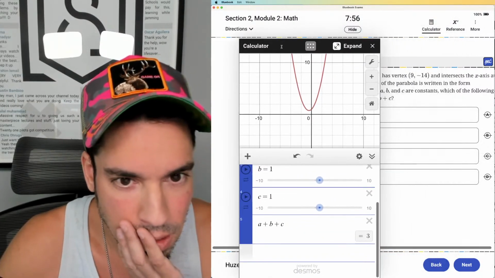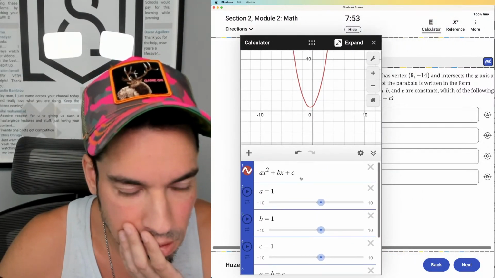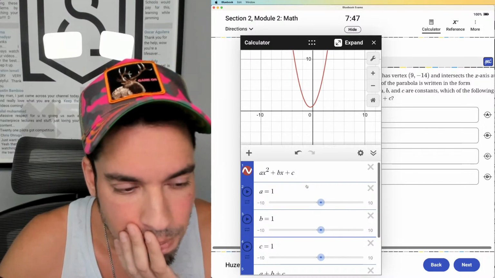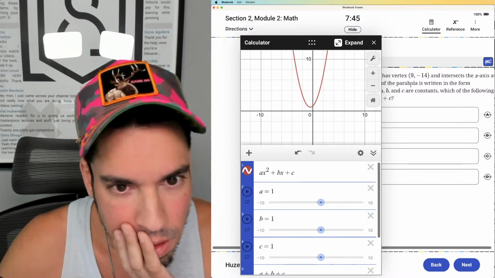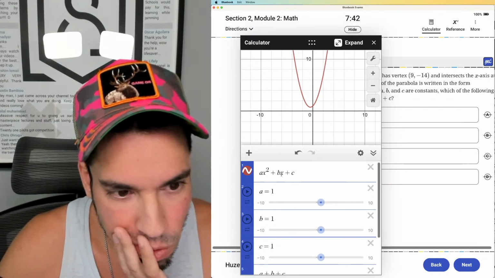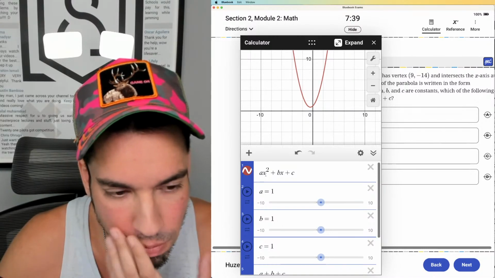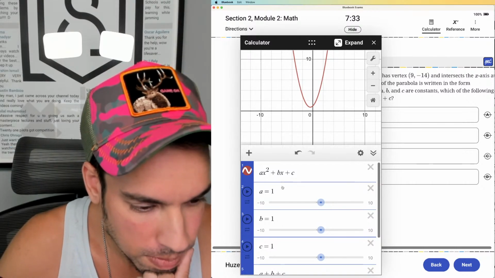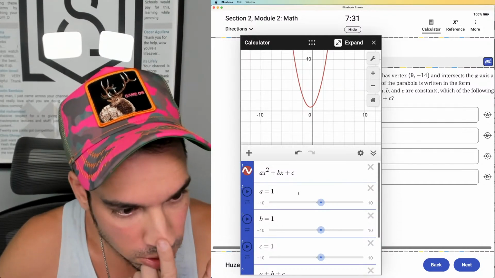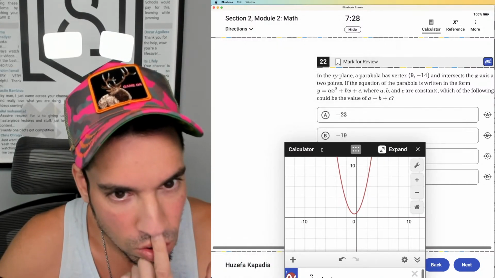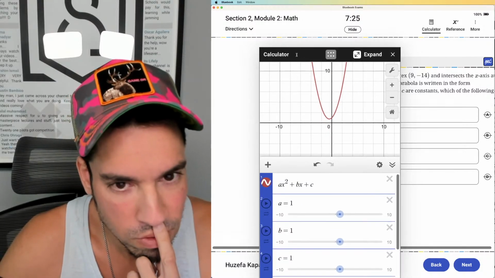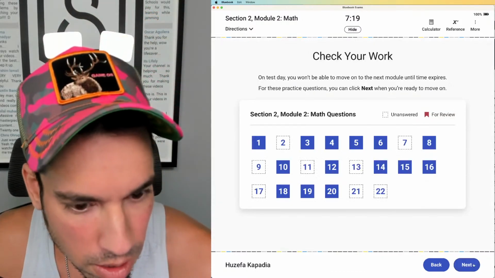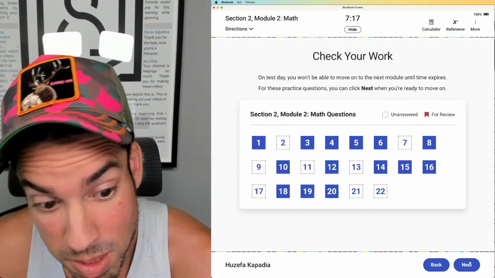Okay, so let me think here. How could we do that? -b over 2a should give us the x value of the vertex. I'm kind of using too much information, I feel like. Wait, let me think. Is there any way we could do this? 9, -14. How can we bring that vertex down? I don't think it's doable. It's too hard. Okay, we'll skip it. And those are the ones that I couldn't answer. The rest, I answered like the majority.